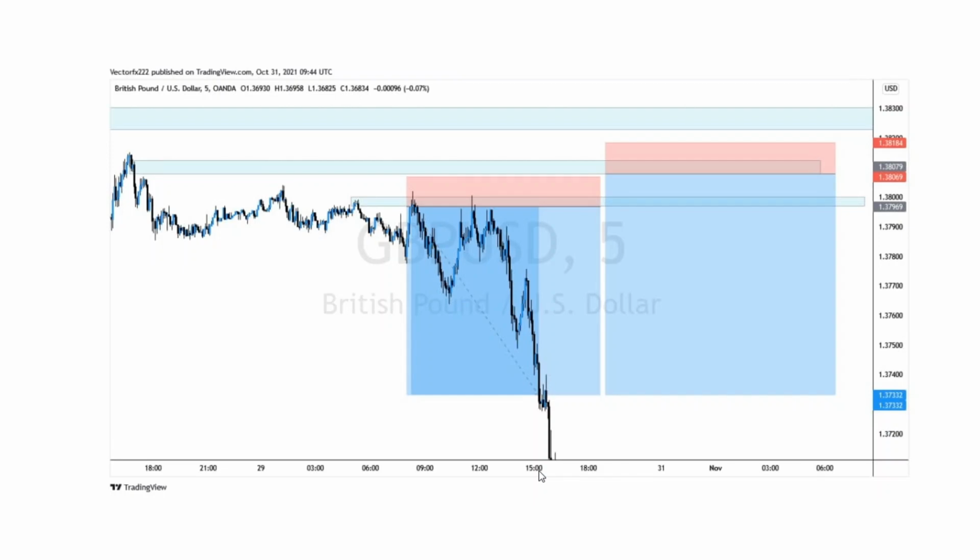Let's move on to this. So this is how we wrapped up GBP USD from the 1 hour time frame all the way to 5 minutes. Now let's move on to gold.